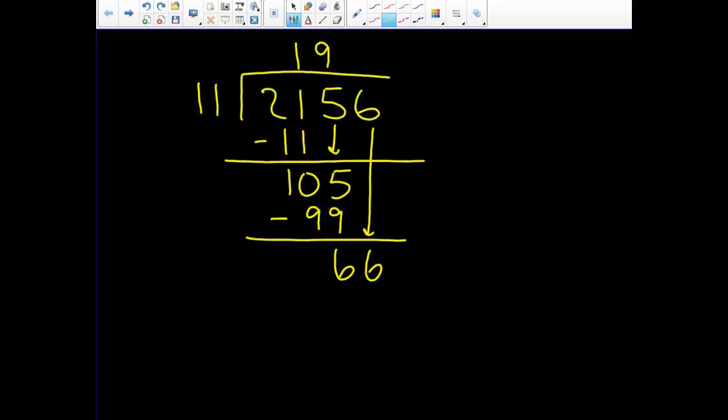And then 11 times 6 is 66. Oh, and guess what? This one goes right in there perfectly with 0 as the remainder. Wow, that was neat, huh? 0 as a remainder. It went in perfectly, evenly. That's a beautiful thing. Okay.